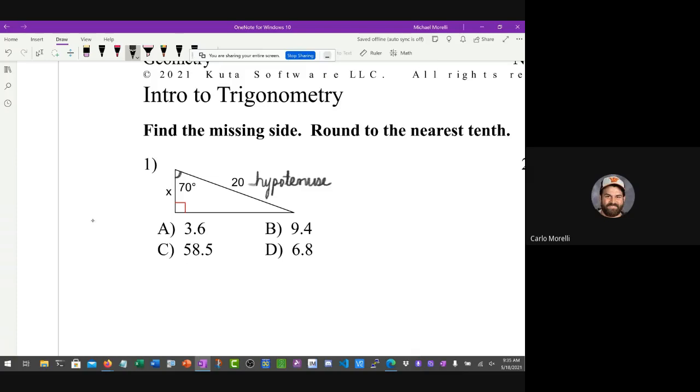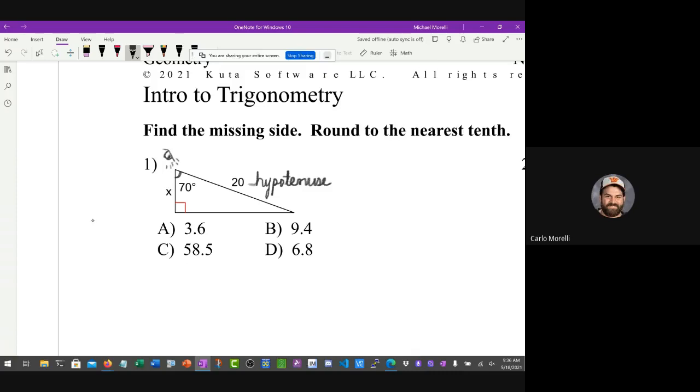Now, in the top left corner of the triangle, you see that 70-degree angle? I want you to draw an eyeball, okay? Draw a little eyeball that is kind of peering down at an angle at the triangle, okay? This eyeball is your vantage point. This is from where you are looking, okay? And so we're looking from the perspective of that 70-degree angle. That X is the adjacent side, okay?